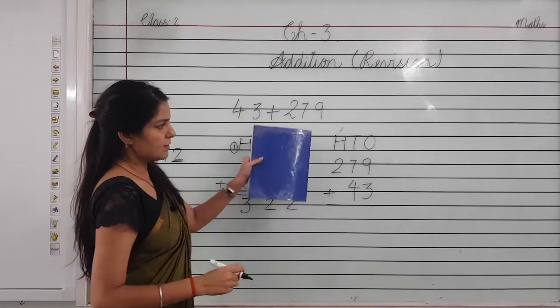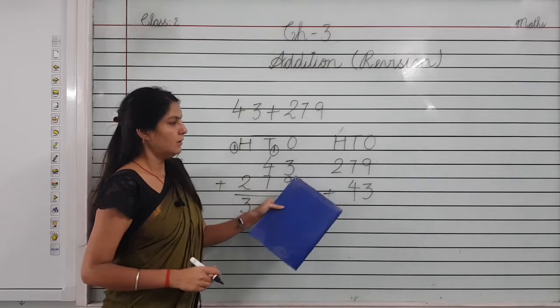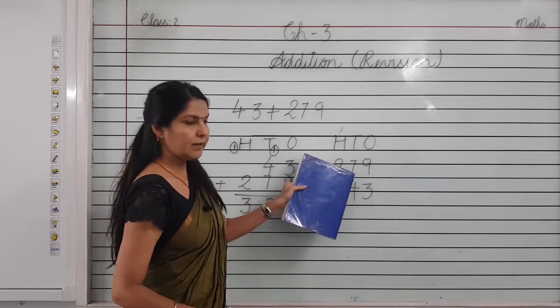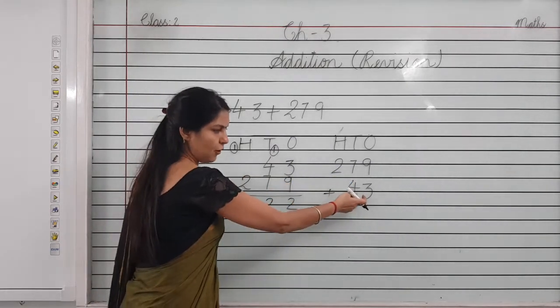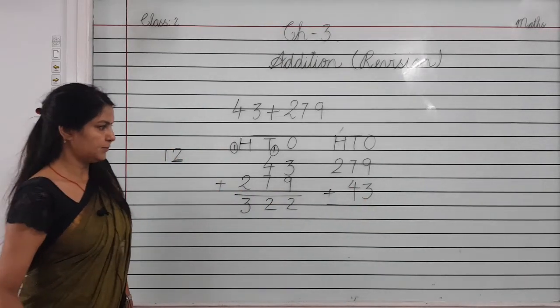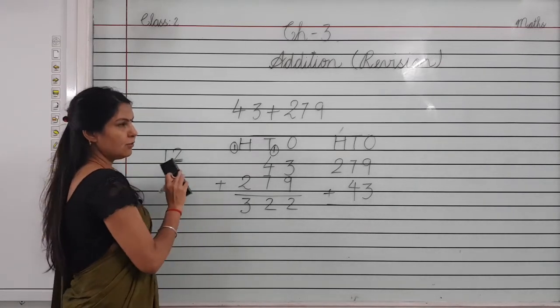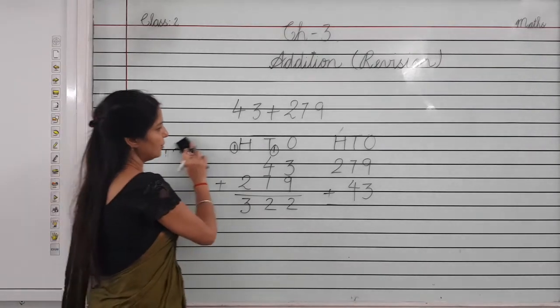Now you can do the sum vice versa also, like first of all you can write 279 first, then 43. Now add, you will get the same sum of these two numbers. Now I hope you have understood. Now we will take one question from the book.